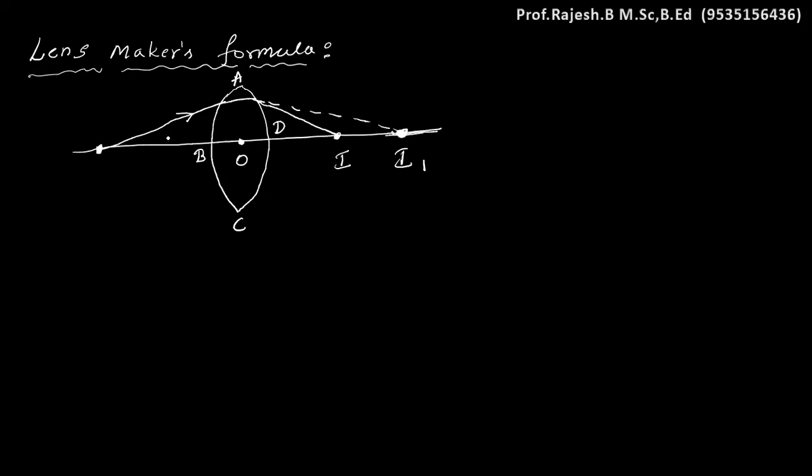So let's draw the light direction. I have taken the optical center, and I'll call the object X. Optic center O I have taken. So I'll call the object position X.